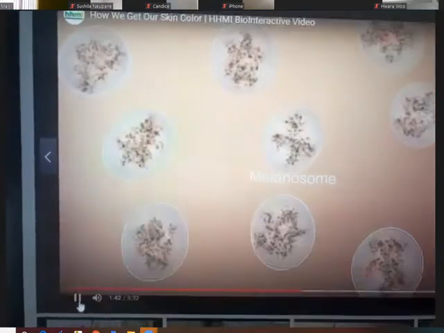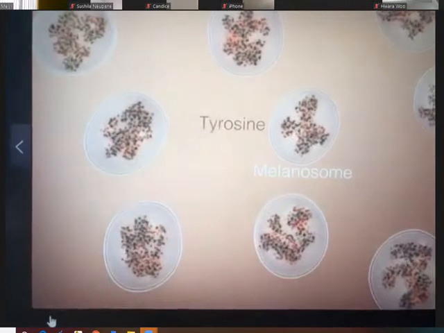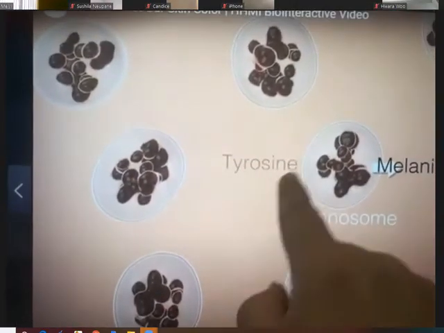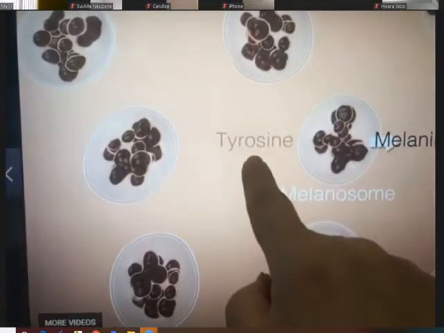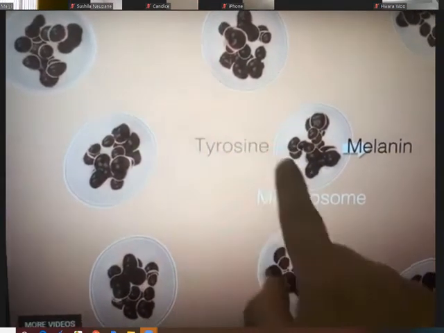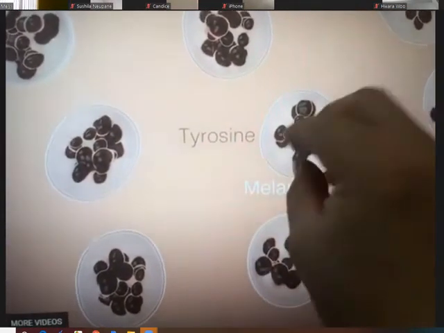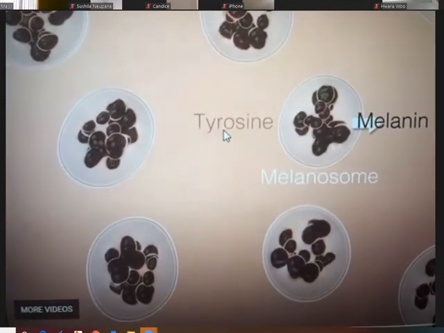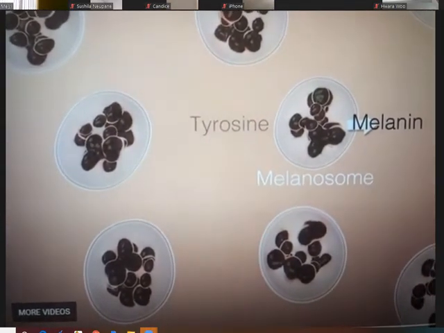These are the melanosomes. So these are called the melanosomes. Chemical reactions inside melanosomes turn the amino acid tyrosine into melanin. Okay, this tyrosine is an amino acid. It gets absorbed through the melanosome and turns it into melanin. Okay, tyrosine is an amino acid.